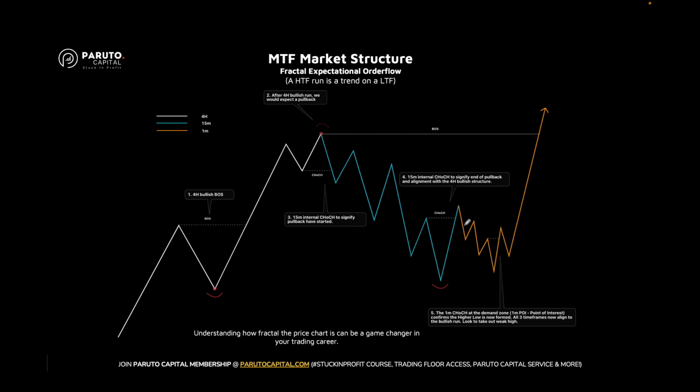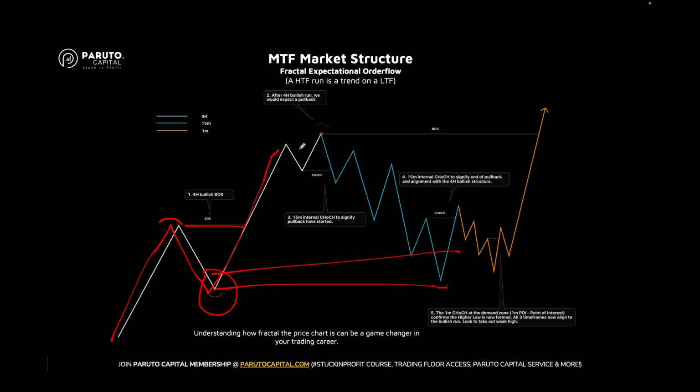All right, so look at this example again. The fractal expectational order flow: a high time frame run is a trend on a lower time frame. I have emphasized it severally. So you see this move here on the 4 hour, then a pullback, and then a move here. This becomes a strong low. This becomes a weak high because of this break of structure. So we know that this zone is going to be protected, right?